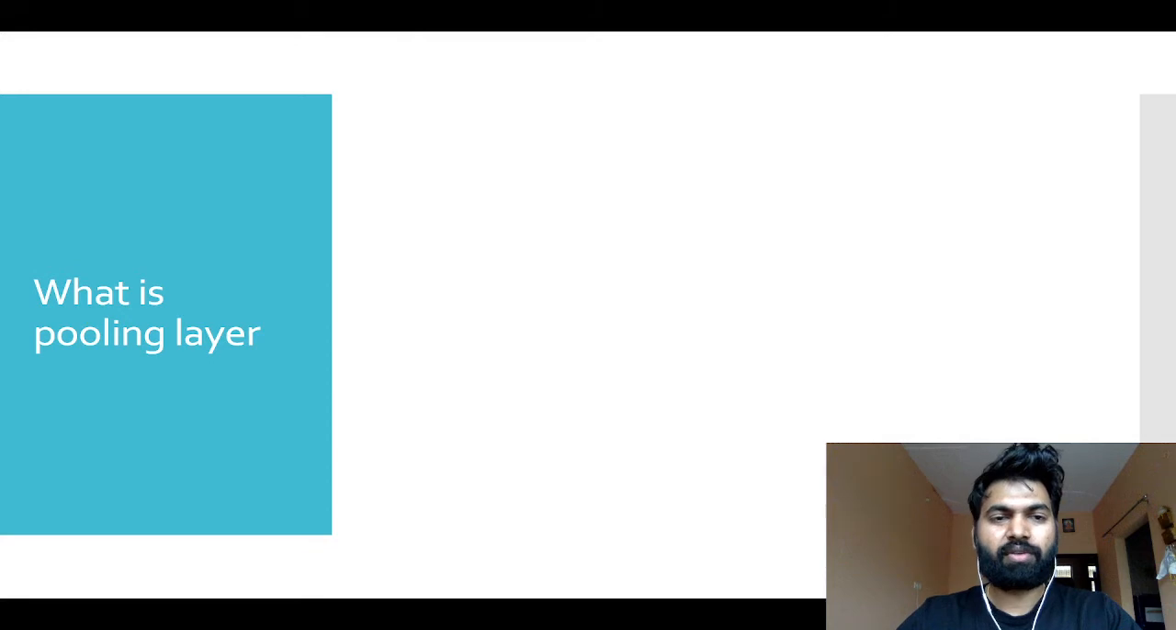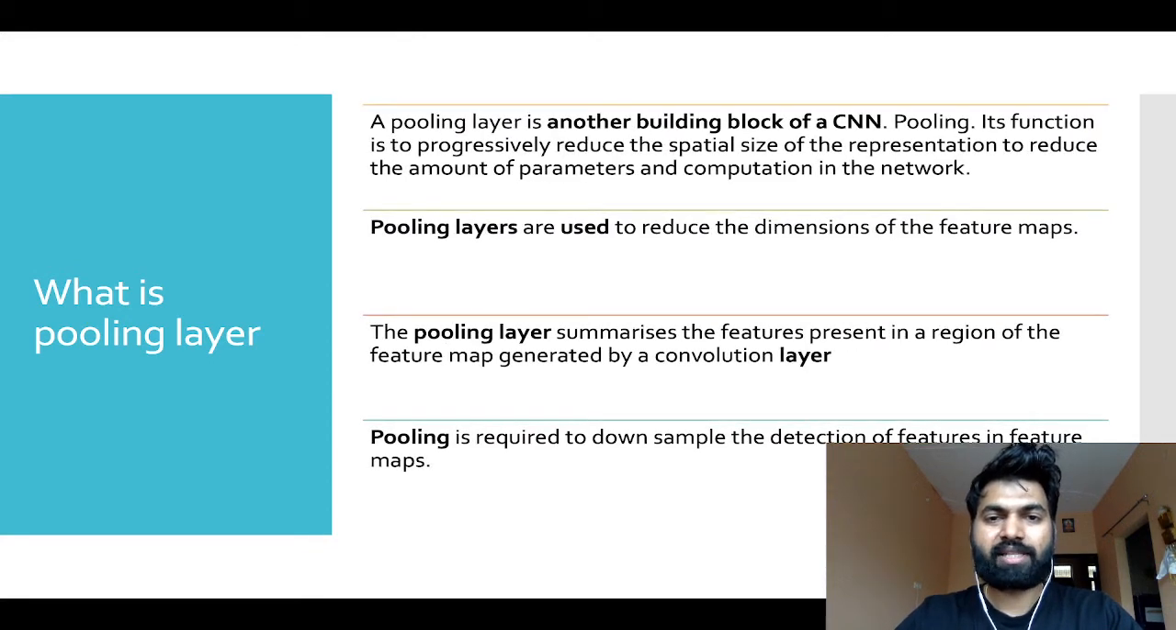First of all, we need to go with the definition. What is the pooling layer? A pooling layer is another building block of a CNN. Its function is to progressively reduce the spatial size of the representation to reduce the amount of parameters and computation in the network. So basically, pooling layers are used to reduce the dimensions of the feature map.